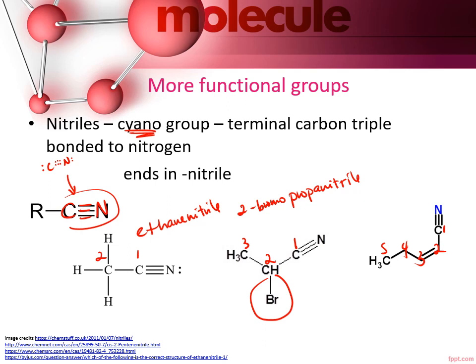One more. I have carbon number 1, 2, 3, 4, 5. So it's going to be pentenitrile. Because I have that double bond, but I need to clarify that it's in carbon number 2. So I'm going to throw a 2 in there. So pent-2-enitrile or 2-pentenitrile, because that double bond on that carbon starts at carbon number 2. Good? Good. All right.